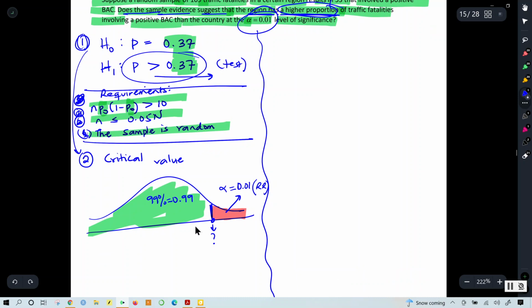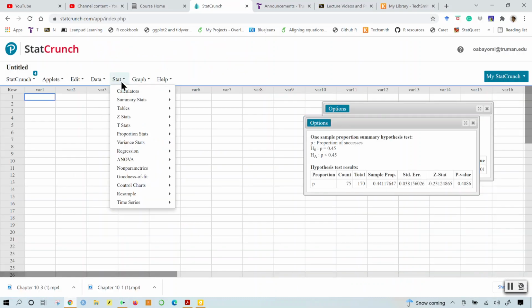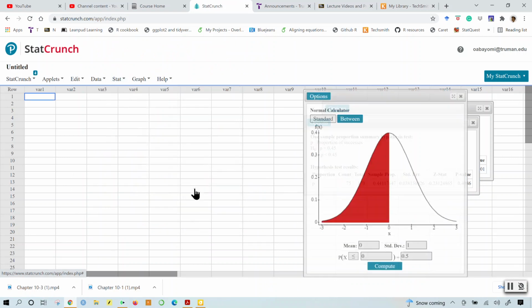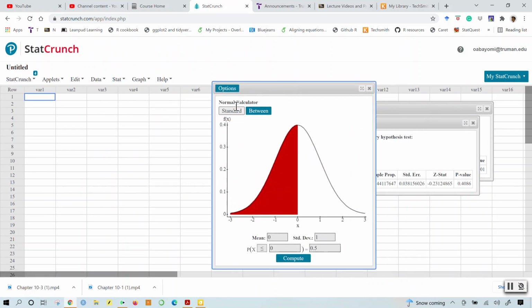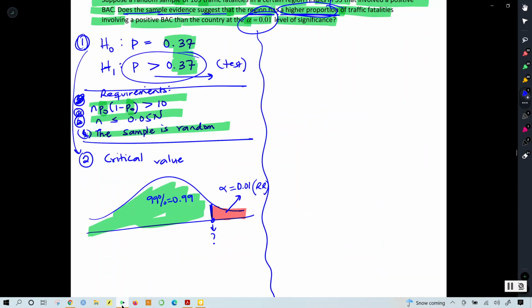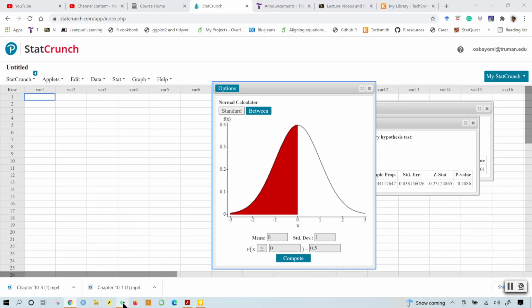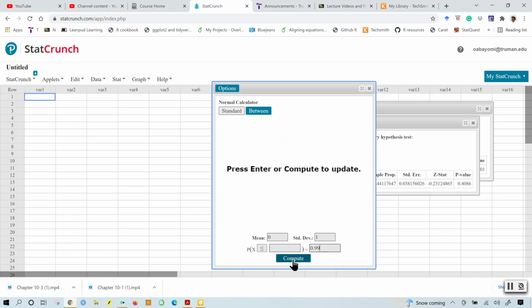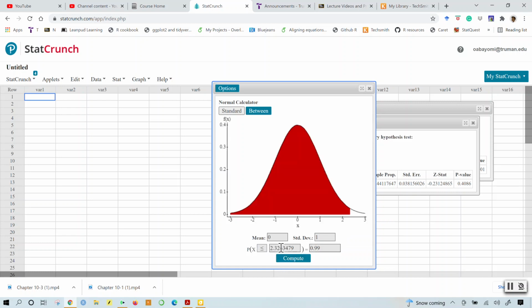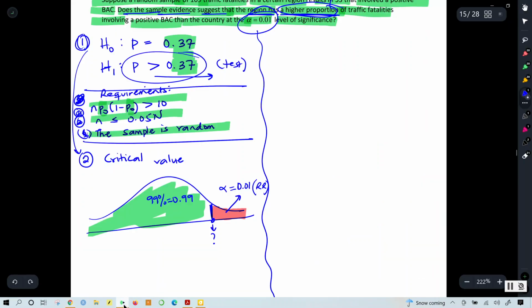So I can take this to StatCrunch quickly, go to calculators, go to the normal calculator, and indicate that I want the standard, and I can choose whichever one I want. I can put 0.99 to the left of the critical value. So make sure that the arrowhead is to the left, and the size to the left is 0.99, and compute that. This is 2.326. So the value here is 2.326. That separates the rejection region from the acceptance region.